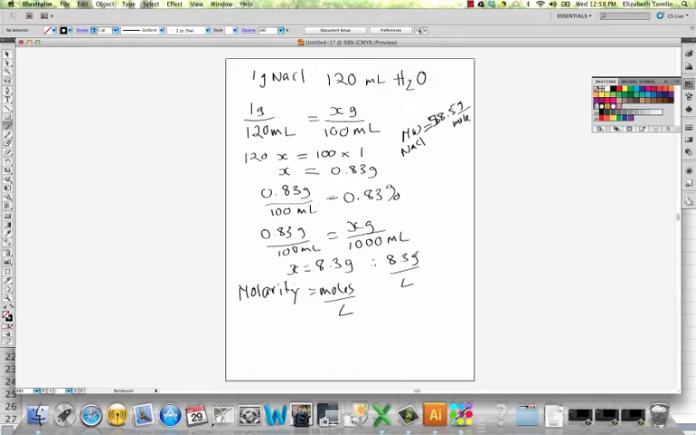So if we take 8.3 grams per liter divided by 58.5 grams per mole, when we divide, these units flip over and it turns into moles over grams, so our grams cancel out and we end up with 0.14 moles per liter, or we could just put a big M there, means the same thing.